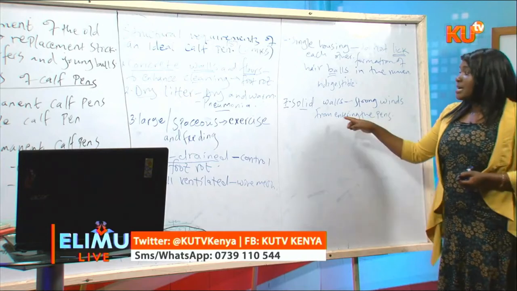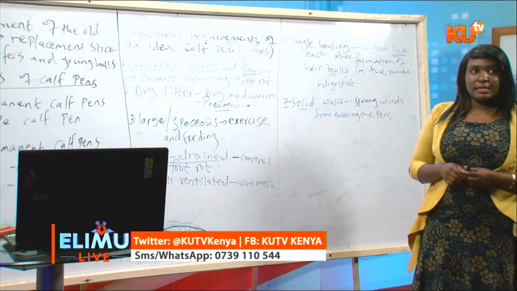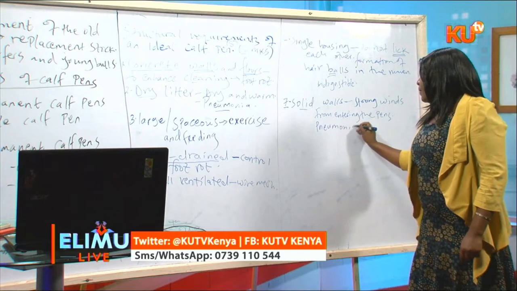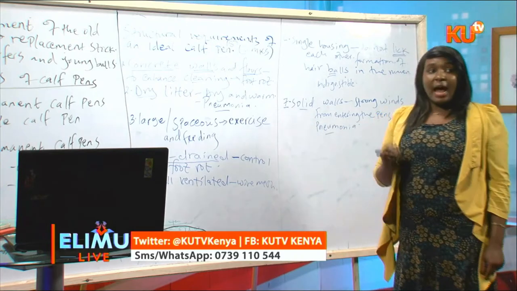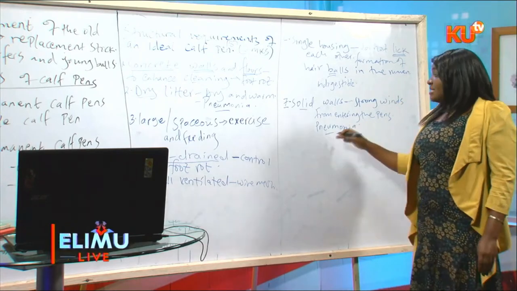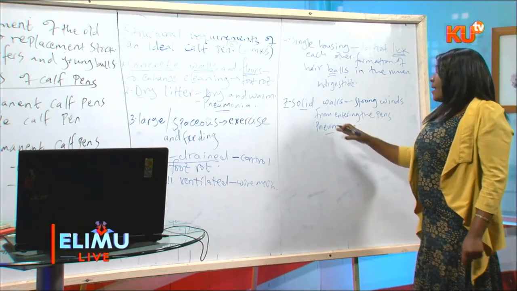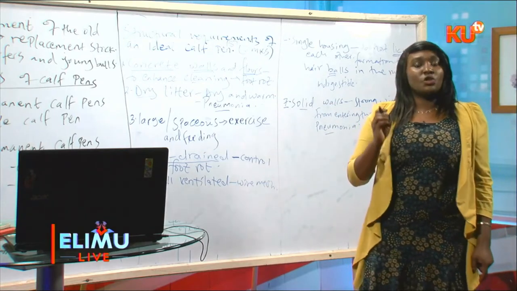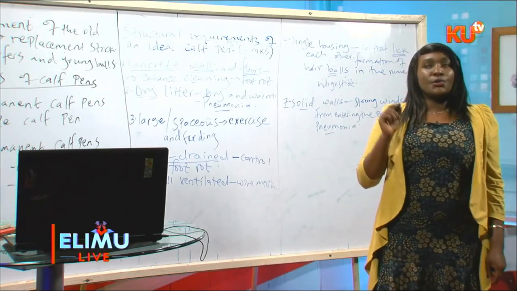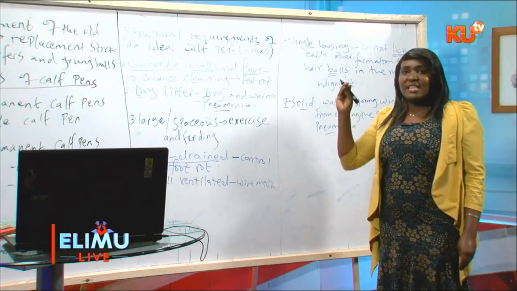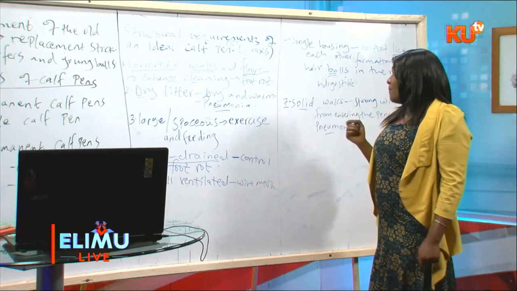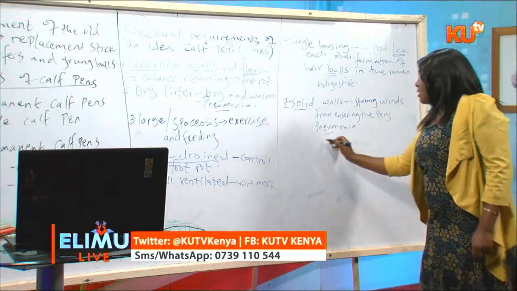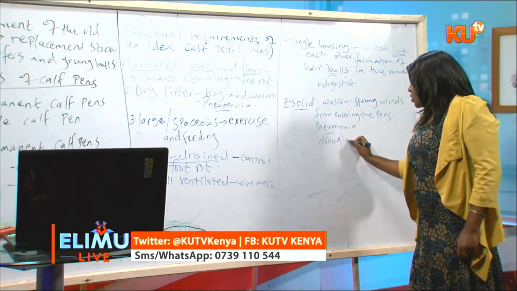This is because these strong winds can lead to a disease called pneumonia. Yeah, learners, even animals get pneumonia. So we need to prevent these animals from getting pneumonia by constructing solid walls. But I'm not saying that a calf pen should have solid walls on all four sides. You should ensure that the side where the very strong winds are coming from has a solid wall, to prevent that phenomenon we call draught.